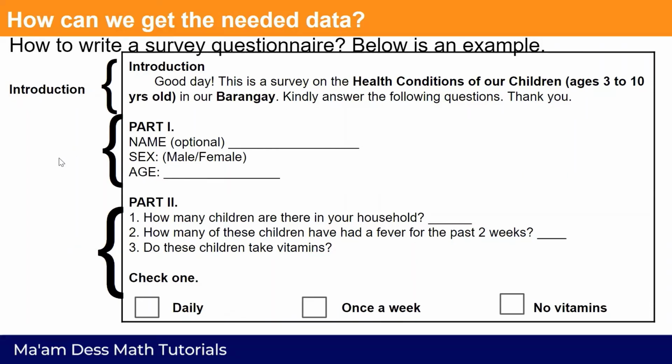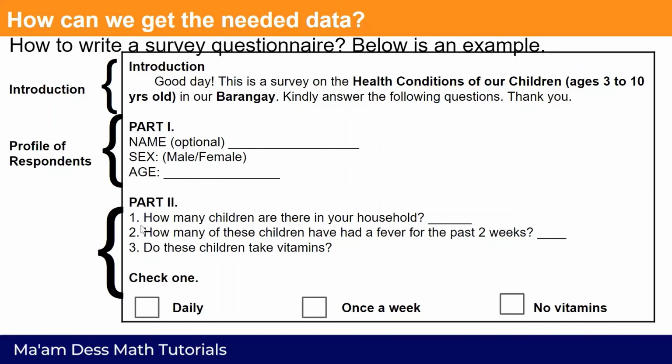Okay, now next. For the profile of respondents, here is the part 1. So, name, optional, meaning pwede pong isulat ng respondents yung complete name or hindi. Okay? Then sex, male or female, then age.